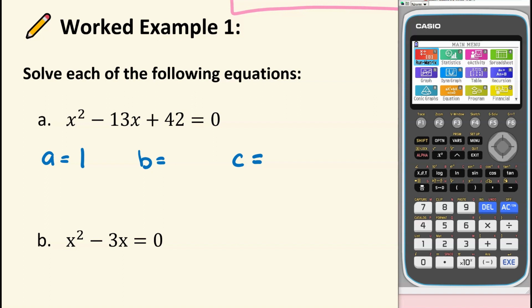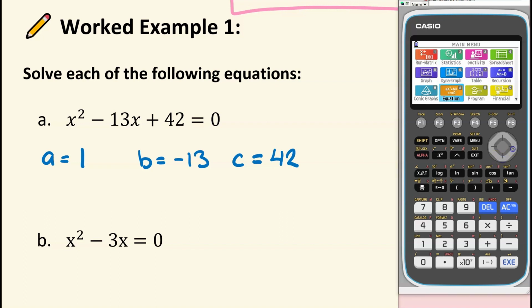The value in front of our b is negative 13, making sure that we include the sign in front of our coefficients when identifying our a, b, and c values. And finally, our c is going to be positive 42. Once we've identified these three coefficients, we can go over to our graphics calculator to solve.